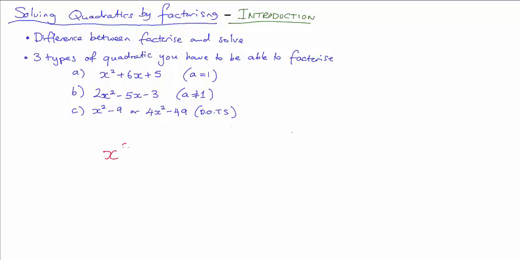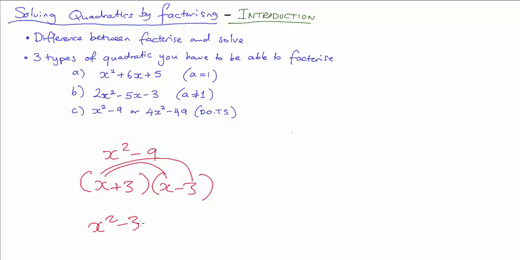Out of interest, I'll show you this. This one factorizes to that. Yeah, hopefully you see x squared minus 3x plus 3x minus 9. Can you see? Minus 3x and plus 3x cancel. So you get x squared minus 9. So I'll be talking you through that anyway. So yeah, alright, end of this video, and let's go into actually how you factorize the stuff.